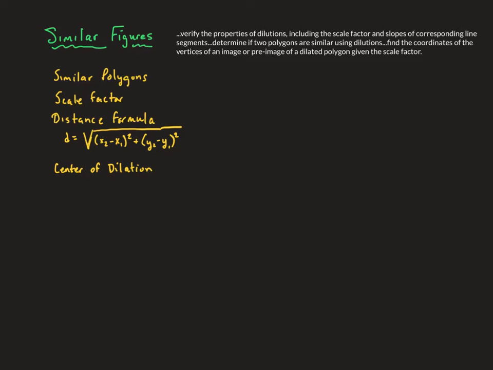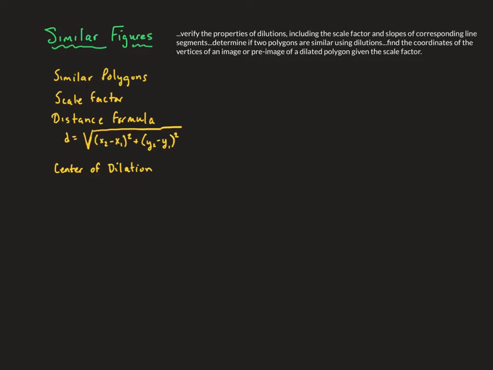As we continue with similar items or similarity, we're going to talk about similar figures. In doing so, we talk about figures, not necessarily triangles, but any form of polygon. And we want to remember that similar polygons are two or more polygons in which the corresponding angles are congruent, and the lengths of the corresponding sides are in proportion.